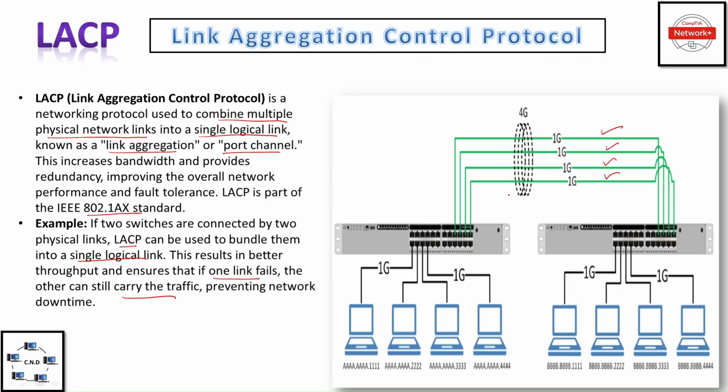So you can combine these links into a single logical link through LACP, and this gives us two advantages. First, the overall bandwidth of this logical link will be the combined bandwidth of all the individual links, that is 4G, since we have four 1G links. And secondly, if any of these, two or even three links, fails, we will still be able to communicate over the remaining active links. So this gives us higher bandwidth as well as high availability benefits.